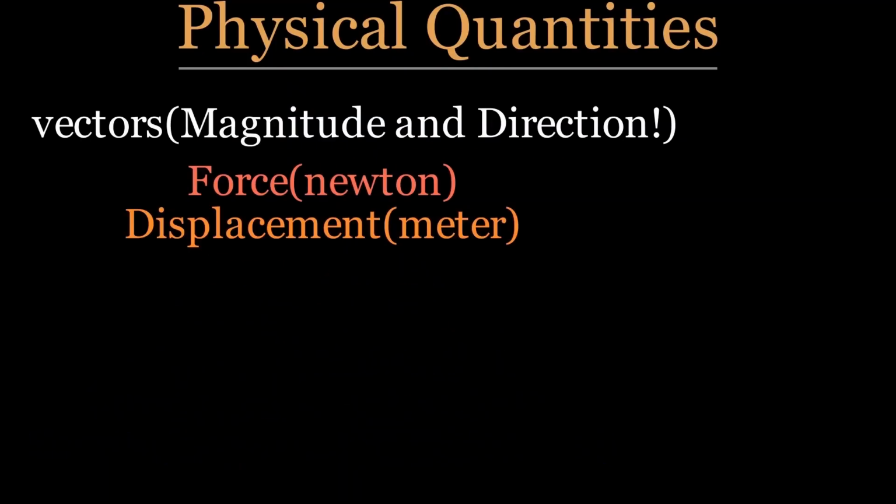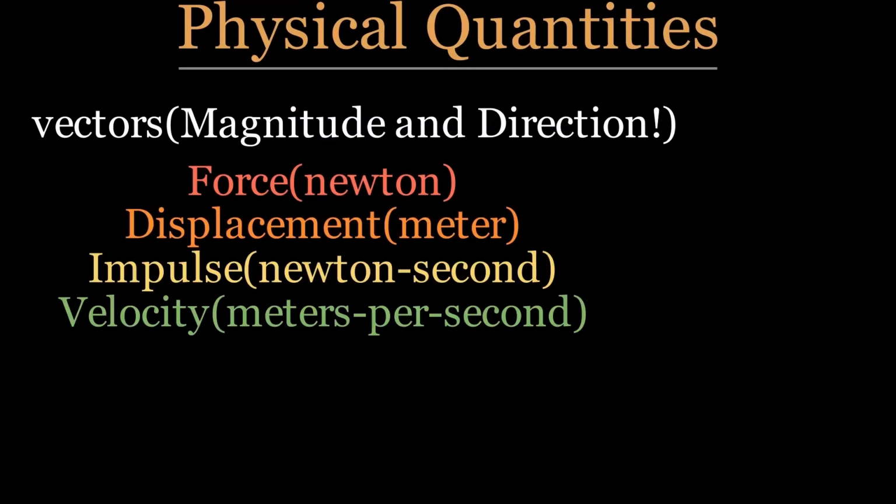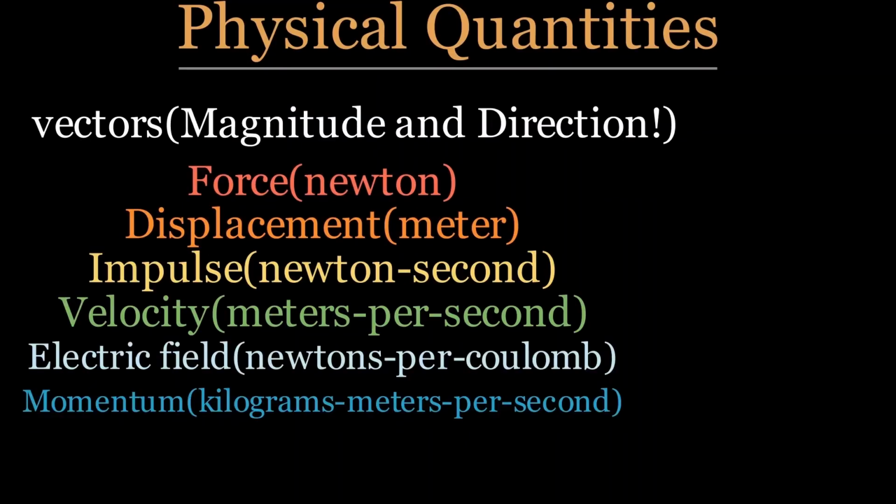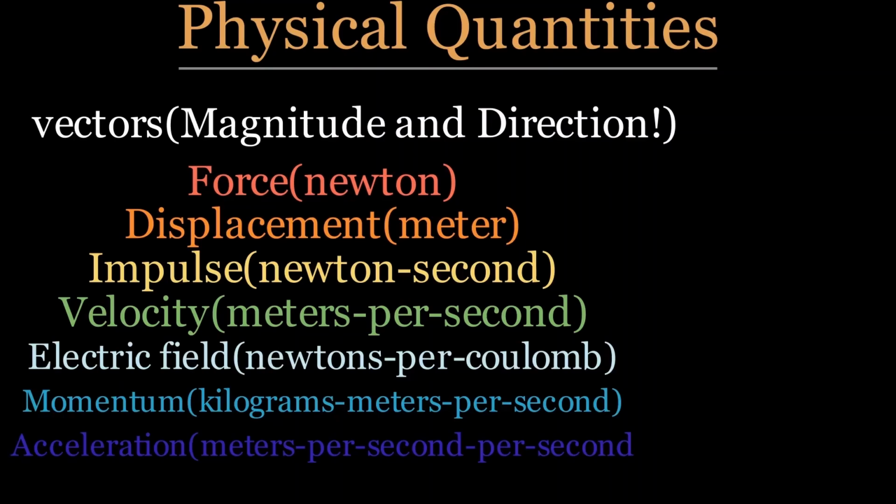Okay. And then these quantities are vector quantities. These are a few examples. Force is a vector quantity, it has magnitude and direction. Displacement is a vector quantity. Impulse is also a vector quantity. Velocity, electric field, momentum, and acceleration. So these are examples of vector quantities.